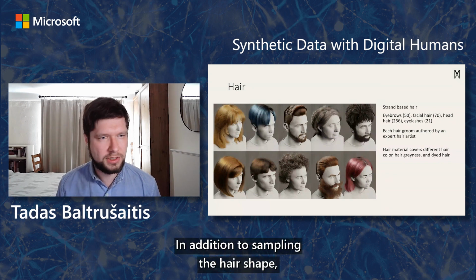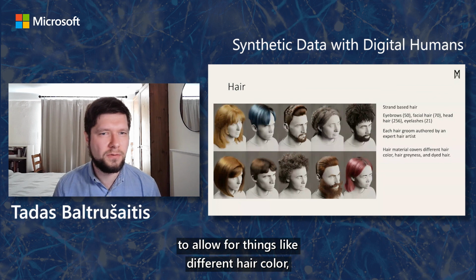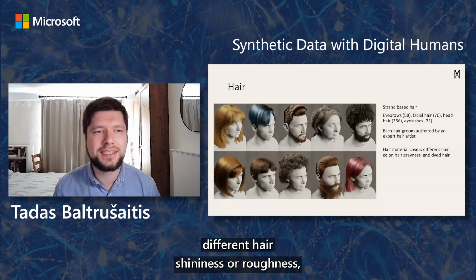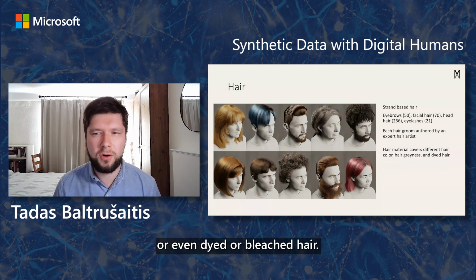In addition to sampling the hair shape, we also sample hair materials to allow for things like different hair color, different hair shininess or roughness, the ability to sample gray hair or even dyed or bleached hair.